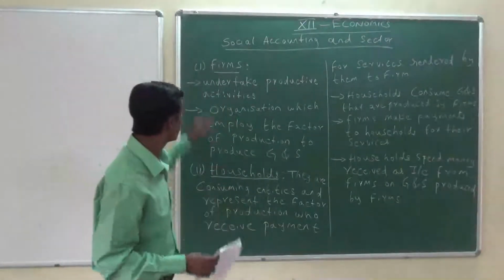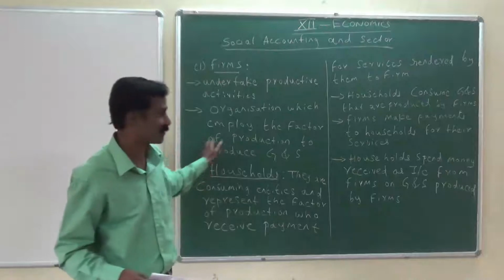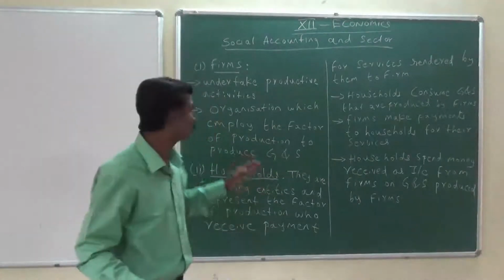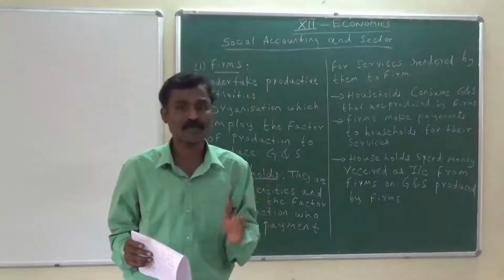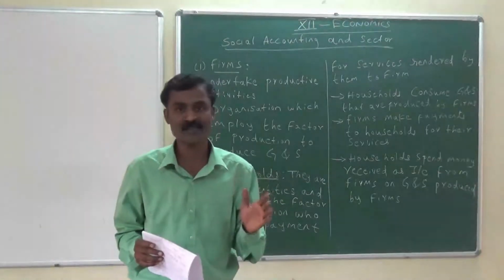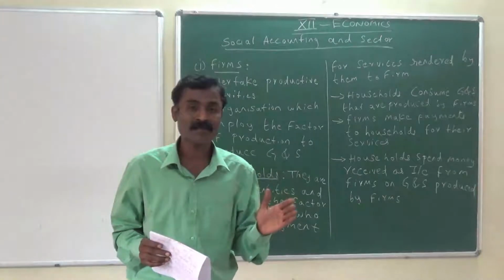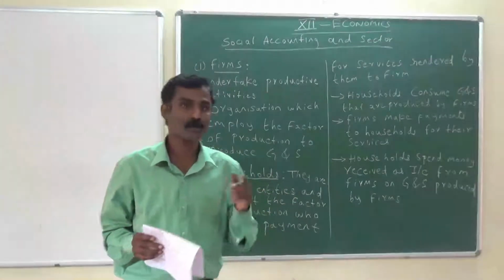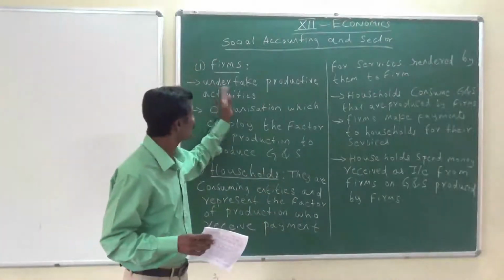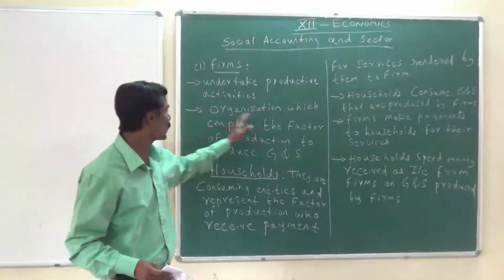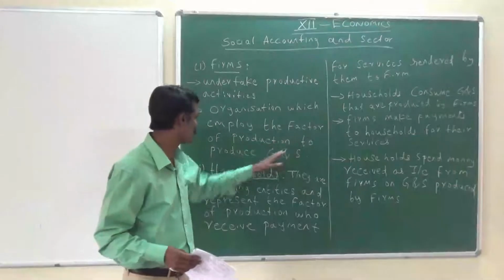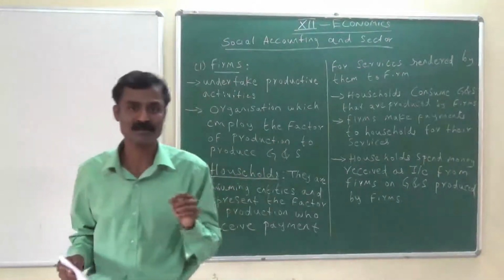Now first we will see about firms and households, which I have written on the board. Now what is a firm? A firm is nothing but any organization where production takes place. That means a firm is a place where raw material is converted into a finished product. Here they undertake productive activities. That means production takes place. Next, it is an organization which employs the factors of production to produce goods and services.